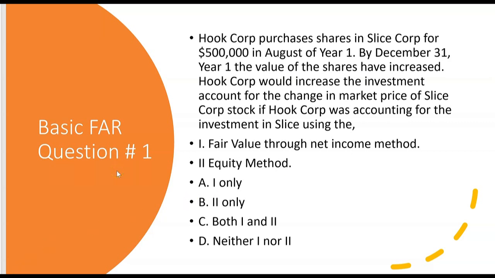Which is the one where you pick up their income on your income statement? That would be the equity method. Which is the one where the dividends that you get would be considered income? That would be the fair value through net income method. Because what do you do with dividends under the equity method? You reduce the investment account. That's right, the investment account will go down for dividends received under the equity method.